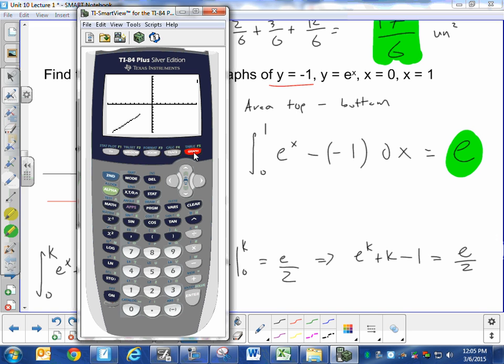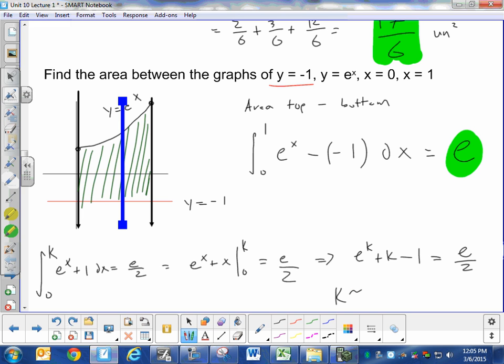Graph. I feel like I don't get the minus 1 in there. No, it's in there. Second calc, intersect, enter. Okay, there we go. K is 0.5775229. Okay, so that is how we find that value that splits it into two equal spots. All right, that's it. Thank you.